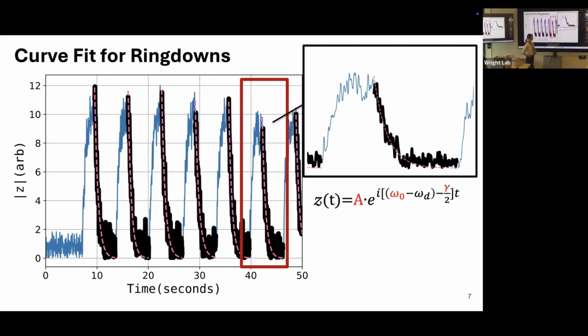So in our equation here, we have our complex signal Z as a function of time, our amplitude A, e to the i, the natural frequency of the drop or its resonant frequency, which is an unknown variable, and then the demodulation frequency, or the frequency that we drive at, which is close to our resonant frequency. Then we have our unknown variable gamma, our damping rate, over t, the time of a ring down.